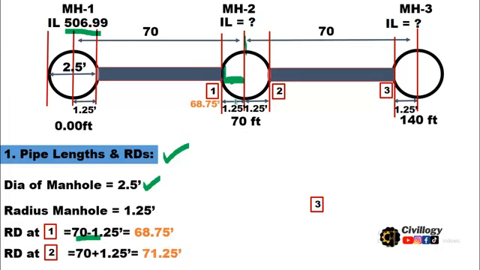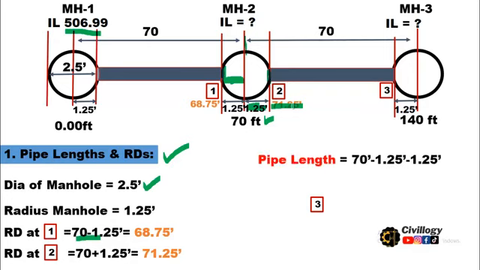Similarly, we can calculate the RD at point 2. What will be the reduced distance at this point? This is the start of the second segment of the pipelines, so it will be equal to, as the RD is 70 over here, if we add this 1.25 to this 70 distance, we will get the RD at this point, which is 71.25. Okay, I hope you are getting my point.